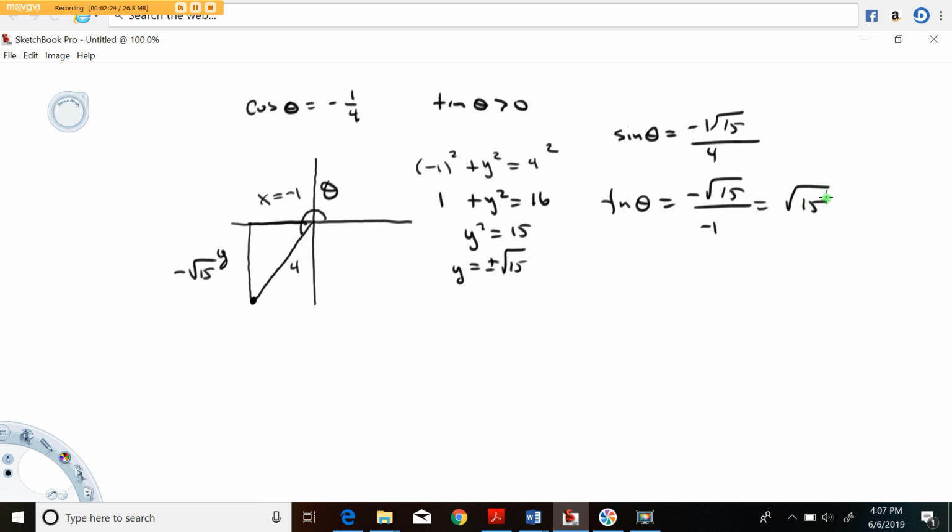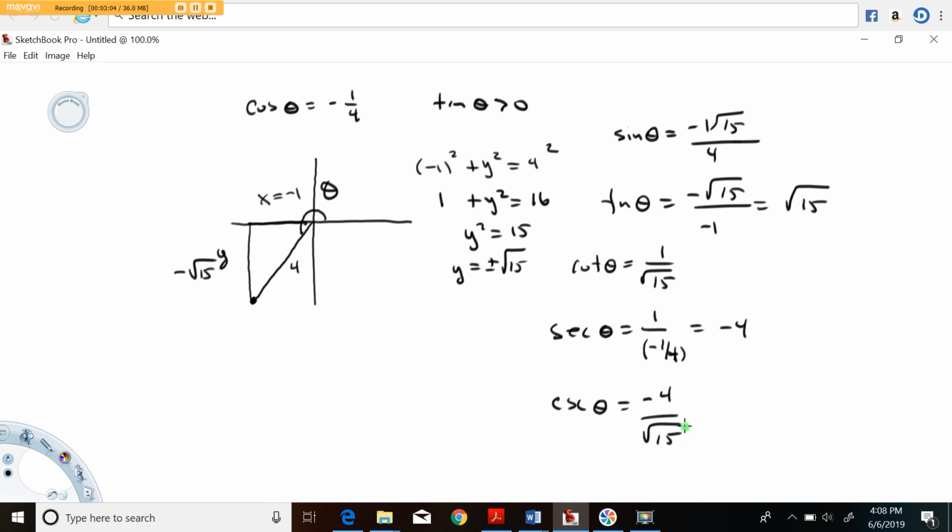Now, the other 3 trig functions we can get from their definitions, for example, cotangent is x over y and so forth, or we can just use the reciprocal identities, which I'm going to go ahead and do. Cotan theta is 1 over tan theta, so that's going to be 1 over root 15. Secant theta is 1 over cosine theta, so that's going to be 1 over minus 1/4, which is minus 4. And cosecant theta, that's 1 over sine theta, and here's the sine theta, so that's going to be minus 4 over root 15. All right, and I think we're done here.